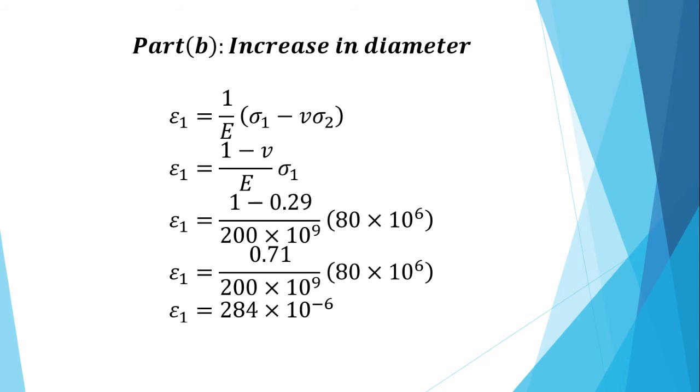For part B, in order to get the increase in diameter, we will use this formula. Epsilon sub 1 equals 1 over E times sigma sub 1 minus v times sigma sub 2, and epsilon sub 1 equals 1 minus v over E times sigma sub 1. And we substitute all the given data. Epsilon sub 1 equals 1 minus 0.29 over 200 times 10 to the power of 9 times 80 times 10 to the power of 6. And the result is 284 times 10 to the power of negative 6.